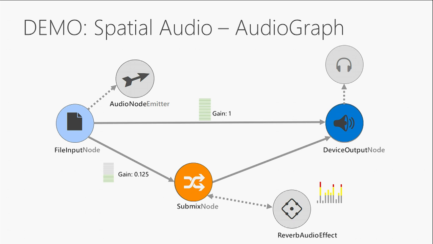So for the first demo we're doing, we're showing you that we have a file input node. We're attaching an emitter to it to position the sound in space. The spatialized version of the sound is directly going to the device output node. Then we're also splitting off the sound to make sure that we can apply reverb, and we're sending all of those to a submix node with a lesser gain, and we're applying reverb to it. Once we've done applying reverb to the submix node, we will send it to the device output, and you will hear it through your headphones.